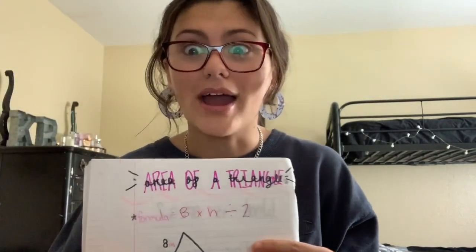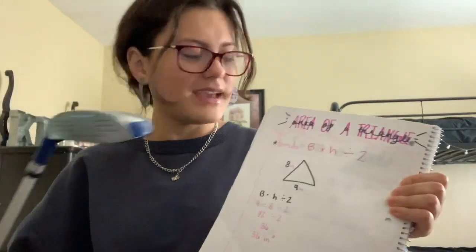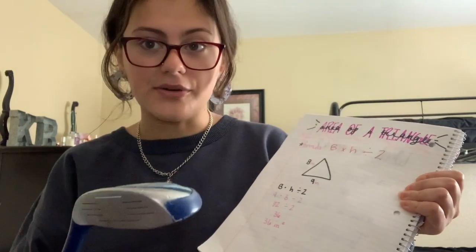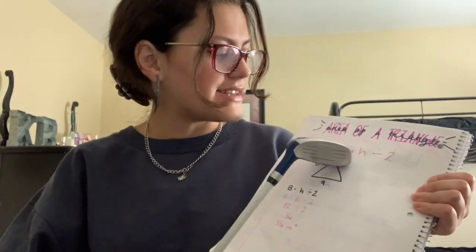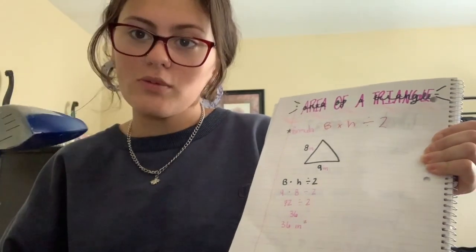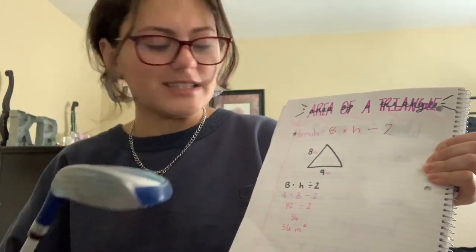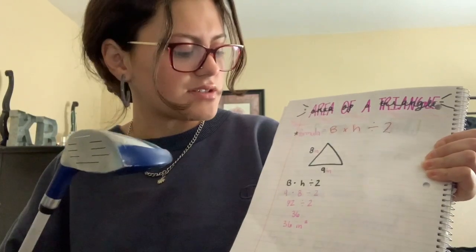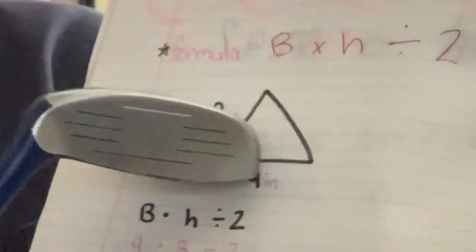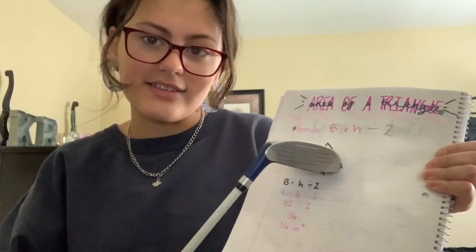Okay, so first we're going to be talking about the area of triangles. It's so exciting. I totally know everything about triangles. So, the area of triangles. First of all, the formula is base times height divided by 2. And you know which one is the height and which one is the base because they have to be perpendicular to each other. So this one is the height and this is the base.